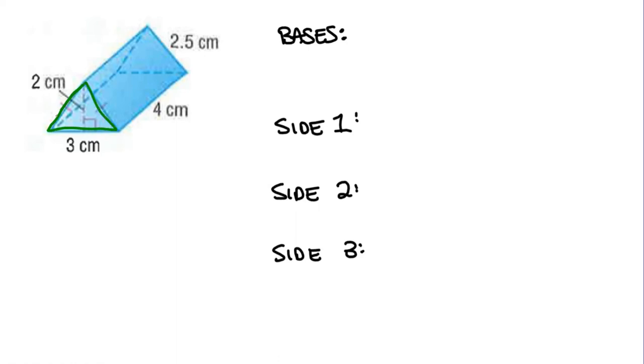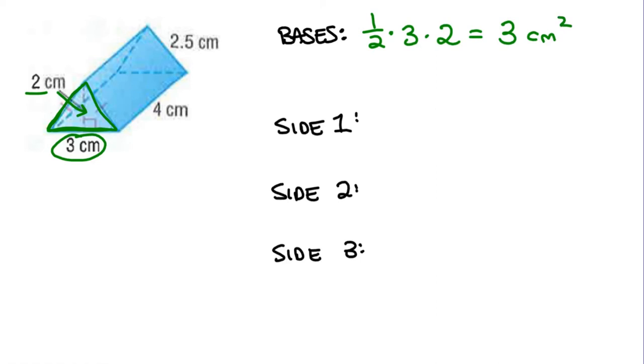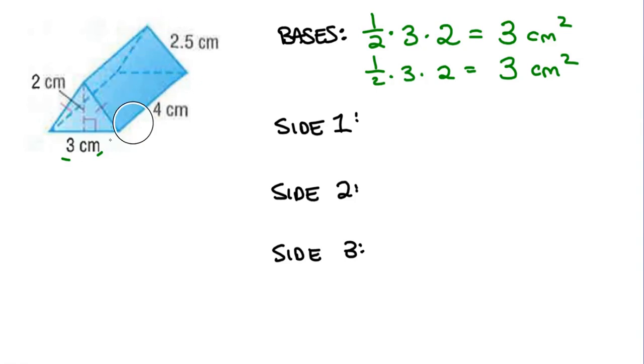triangles. And remember, the area of a triangle is base times height divided by 2, or 1/2 base times height. So I'm going to take 1/2, and then the base is 3 centimeters, and the height right here is 2 centimeters. So 1/2 of 3 times 2 is 3 square centimeters. And then the other base back here is going to be an identical triangle. So that's 1/2 times 3 times 2, which is 3 square centimeters. So those are my 2 bases. I've got those taken care of. So now I'm going to clear this off so I don't get too confused.